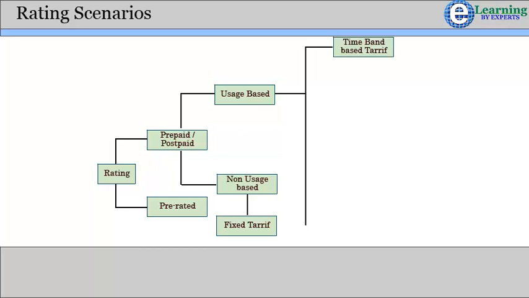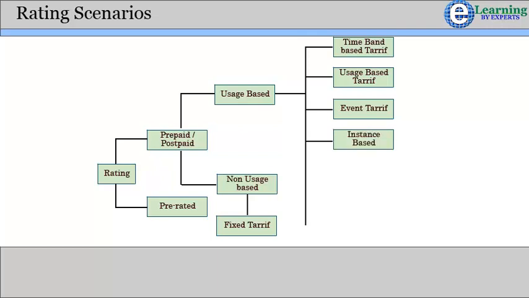Time band-based tariff. This type of charging is based on the time at which the usage has been made, like a usage in night is cheaper than the usage in day. Usage-based tariff. This type of charging depends on how much usage data, like 1 megabyte, has been downloaded. Event tariff. This type of charging is based on the per download message sent. Instance-based. This type of charging is based on per login and logout.